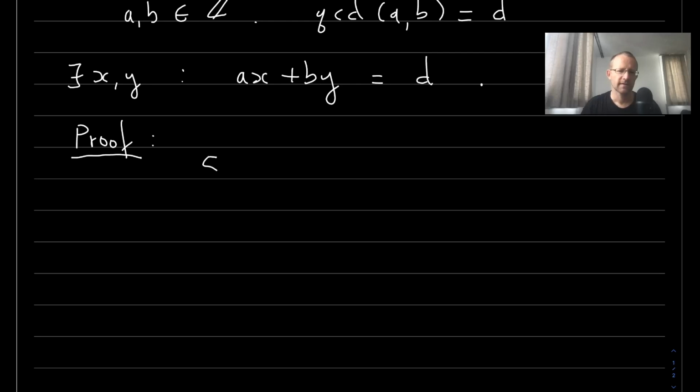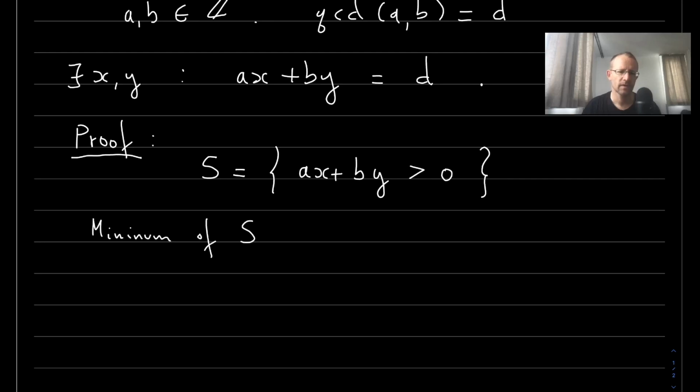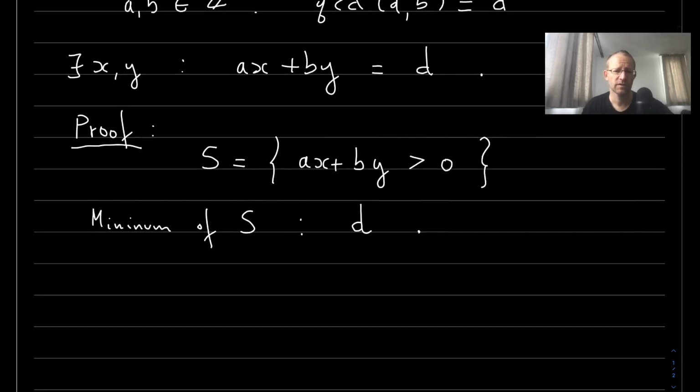We define a set S, which is all the linear combinations of a and b such that they are bigger than 0. So this set definitely has non-zero elements, and in particular has a minimum, which we will call D. It will turn out to be the greatest common divisor, but that is what we will need to prove.